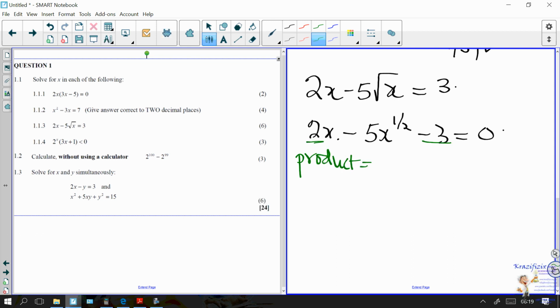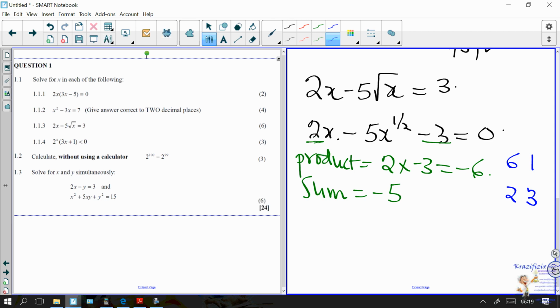2 times negative 3. All right, and what is that? Negative 6. What is my sum? My sum is negative 5. Now, what two things will I multiply to get negative 6? I have 6 and 1, or I have 2 and 3. But I want a negative 5. So if I have 1 minus 6, I'm going to get a negative 5. All right, or negative 2, negative 3.